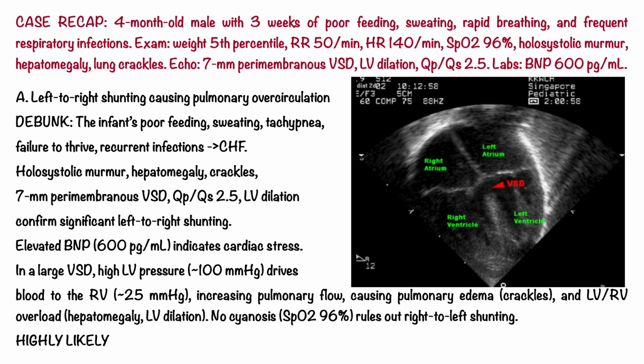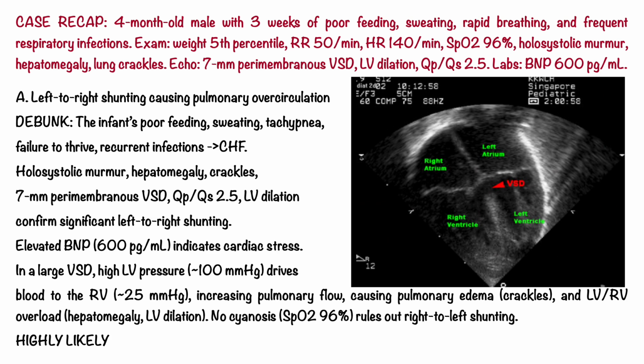And there is a 7 mm perimembranous VSD, as you can see there on echocardiography, as I have already attached the picture, and Qp/Qs is 2.5. We will also talk about the restrictive, non-restrictive, and moderately restrictive classification, the hemodynamics of this case. These confirm significant left to right shunting, right? And elevated BNP, because there is cardiac stress. Since there is volume overload in the left ventricle, there is cardiac stress, and that stress is elevating brain natriuretic peptide to almost 600 picogram per milliliter.